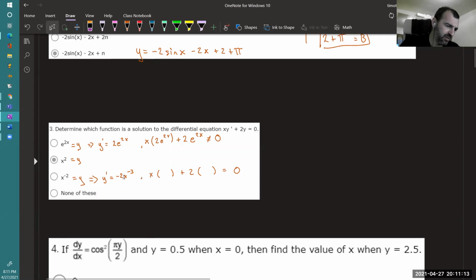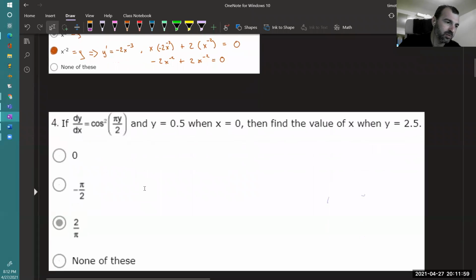So again, my y prime is a negative 2x to the negative 3. Where does that one go? That one goes here, negative 2x to the negative 3. And my regular y is just an x to the negative 2. And if you remember your exponent rules, an x here and a negative 3x turns out to be a negative 2x. So this simplifies to a negative 2x to the negative 2 plus a 2x to the negative 2, which does equal 0. Hey, look at that. And so therefore I've got a solution.